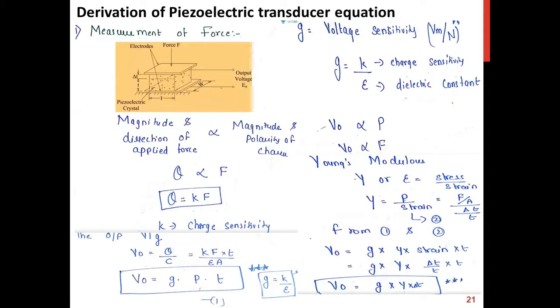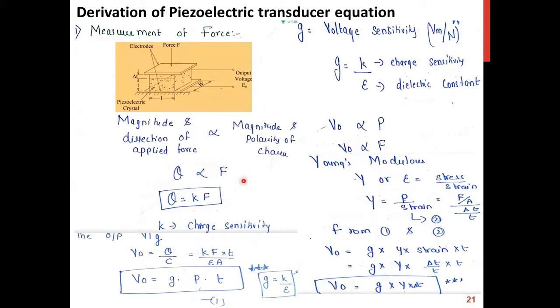Now let's take the derivation of the piezoelectric force transducer. We have this kind of piezoelectric crystal. With the force applied, it generates an output voltage, but this force should be dynamic. In the case of a static force, no output voltage is generated, and there is a change in the thickness of the crystal. So the magnitude and direction of the applied force is proportional to the polarity of the charge produced.